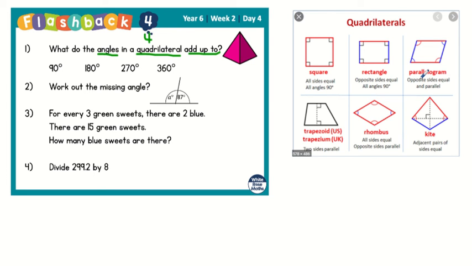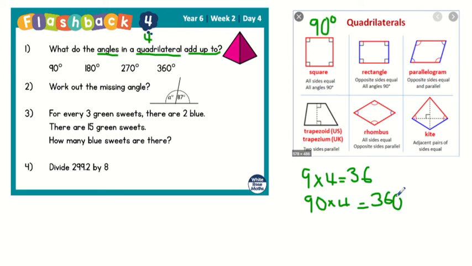Okay, so what do all the angles add up to in a square? There are 4 angles, 4 right angles. Well, we know right angles are 90 degrees, and I know that 9 lots of 4 is 36. So if I was doing 90 lots of 4, my answer would be 360. So I know there are 360 degrees in a quadrilateral.